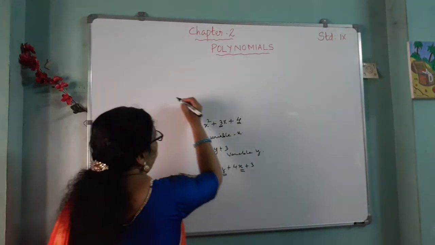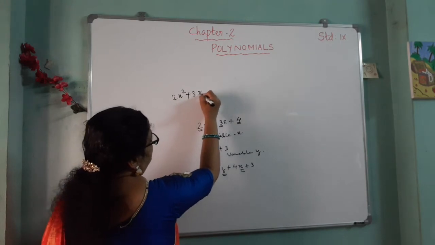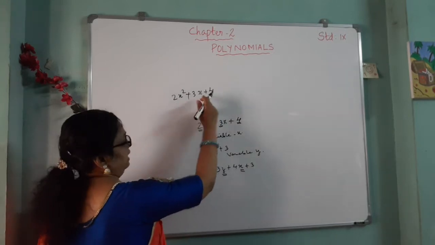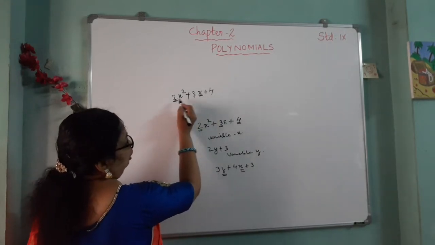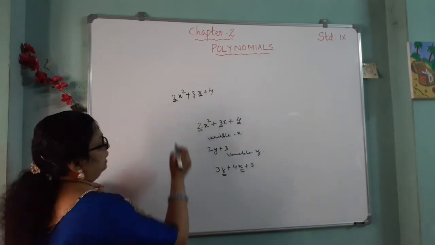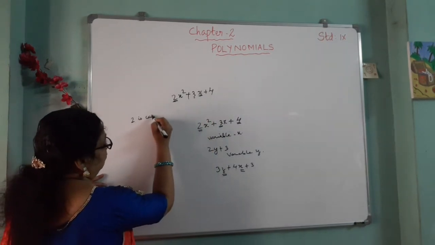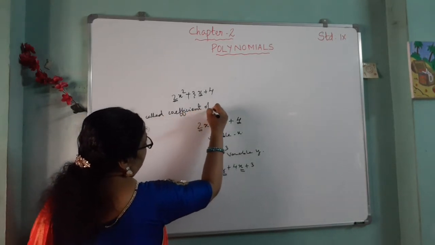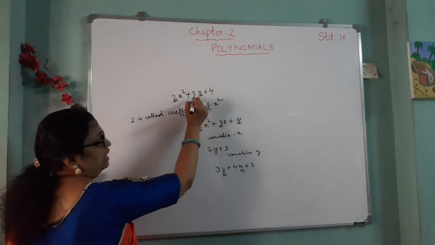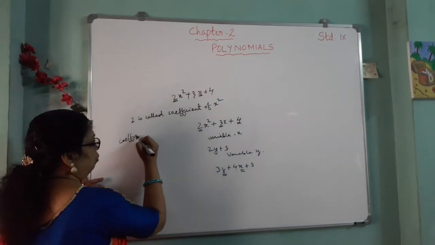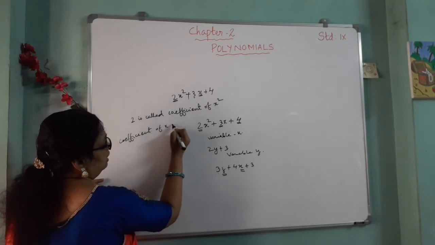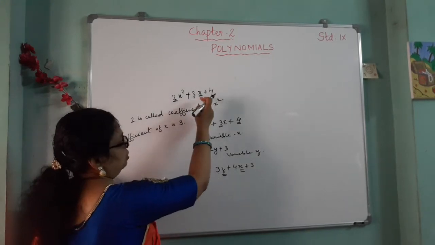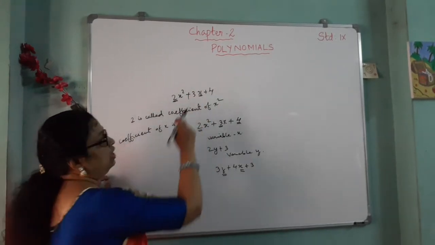And then 2x square plus 3x plus 4. Here this is an algebraic expression with variable x. Here x square is multiplied with 2, x is multiplied with 3. This 2 is called the coefficient of x square. Then the coefficient of x is 3. x square multiplied with 2, 2 is the coefficient of x square. x multiplied with 3, 3 is the coefficient of x.